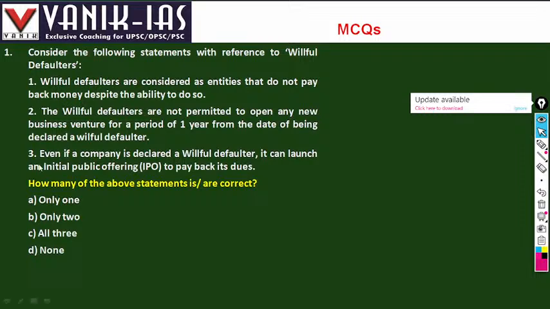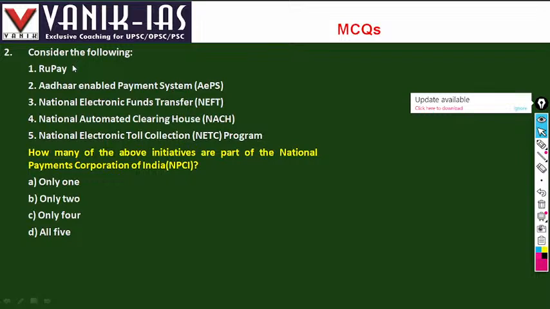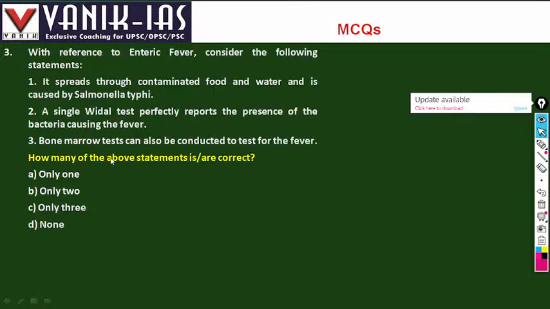It is 1. Consider the following: RuPay, Aadhaar Enabled Payment System, National Electronic Fund Transfer, National Automated Clearing House, National Electronic Toll Collection. How many of these initiatives are part of the National Payments Corporation of India? So all four of them. With reference to enteric fever, consider the following: it spreads through contaminated food and water, caused by Salmonella typhi. A single Widal test perfectly reports the presence of the bacteria causing the fever. A bone marrow test can also be conducted to test for the fever.